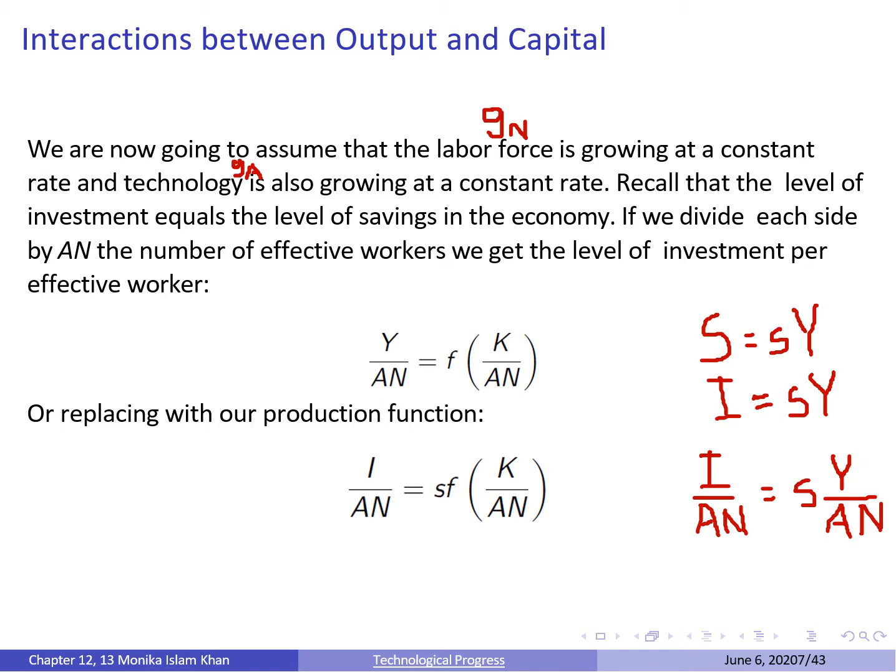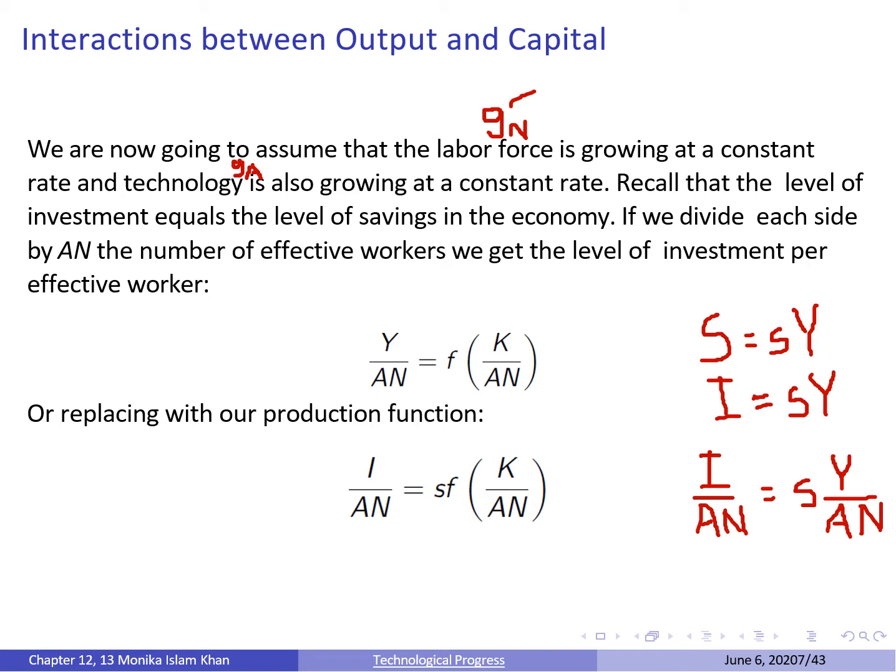So in this lecture, we are going to assume that the labor force is growing at a constant rate, and this constant rate is GN, which is the growth of labor force. And technology is also growing at a constant rate, and we will refer to that as GA, growth of technology.